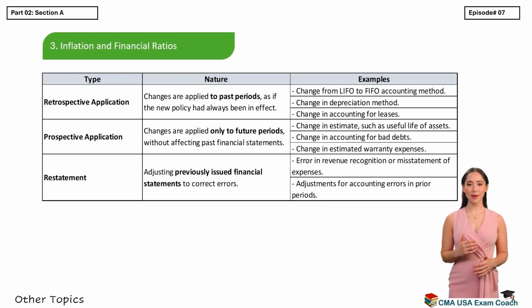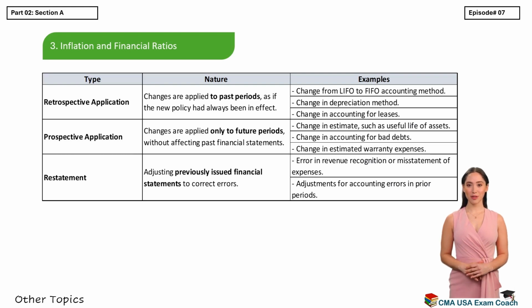Restatement occurs when a company needs to correct an error in its previous financial statements. Essentially, restatement is about fixing mistakes in earlier reports, and it requires adjusting past financial statements to reflect accurate information. For instance, if a company made an error in revenue recognition or misclassified expenses in prior years, they would have to restate the financial statements to correct those errors. The restatement ensures that the corrected financials are more accurate and reliable.